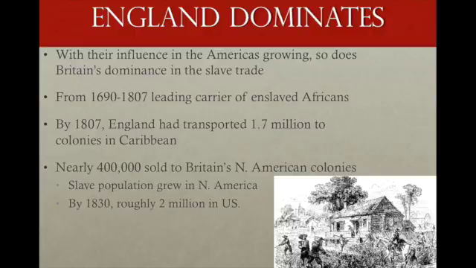In the United States, however, or in the North American colonies, the slave population actually grew. The slave owners in the United States actually encouraged their slaves to have children because that would mean they would have more slaves. So by 1830, roughly 2 million slaves were in the United States, and that number would grow considerably.